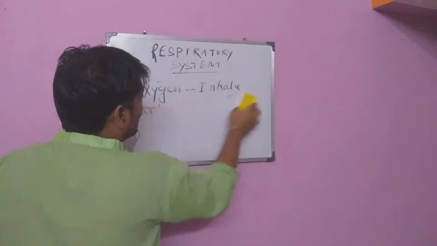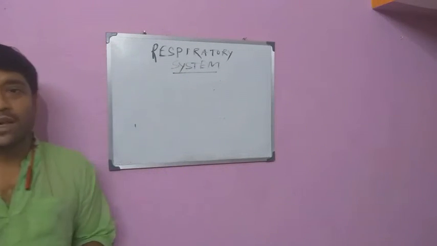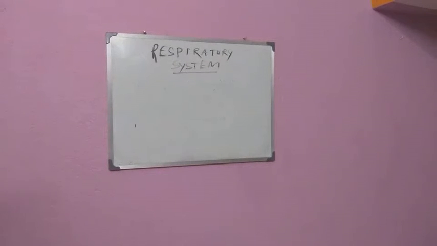These are all things I have already told you. Trachea, and after that bronchi, lungs, diaphragm, ribs, alveoli, bronchioles, capillaries, pleura, cilia, epiglottis, larynx, voice box. These are all I have already told you.